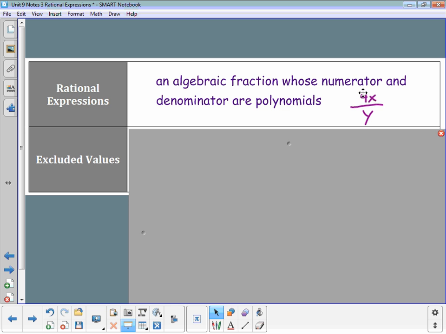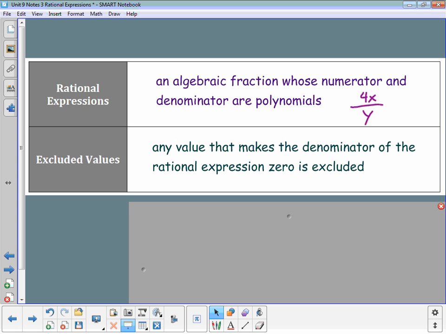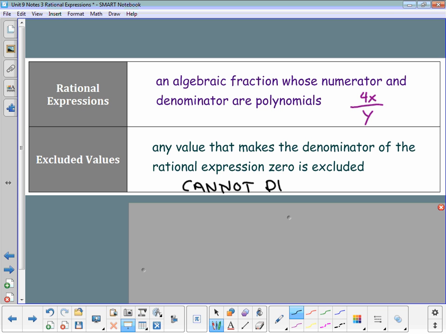Excluded values of rational expressions. We all know that in fractions, we can't divide by 0. So when we're looking for excluded values, we need to look for any value that makes the denominator of the rational expression 0. Okay, so cannot divide by 0. So anything that equals 0 in the denominator has to be excluded.